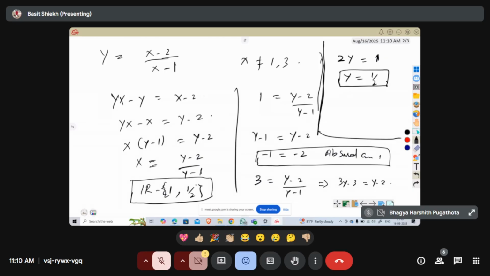Is this clear? I will write a note. If you want to write this example, you can write it, and let me know if you have finished writing.